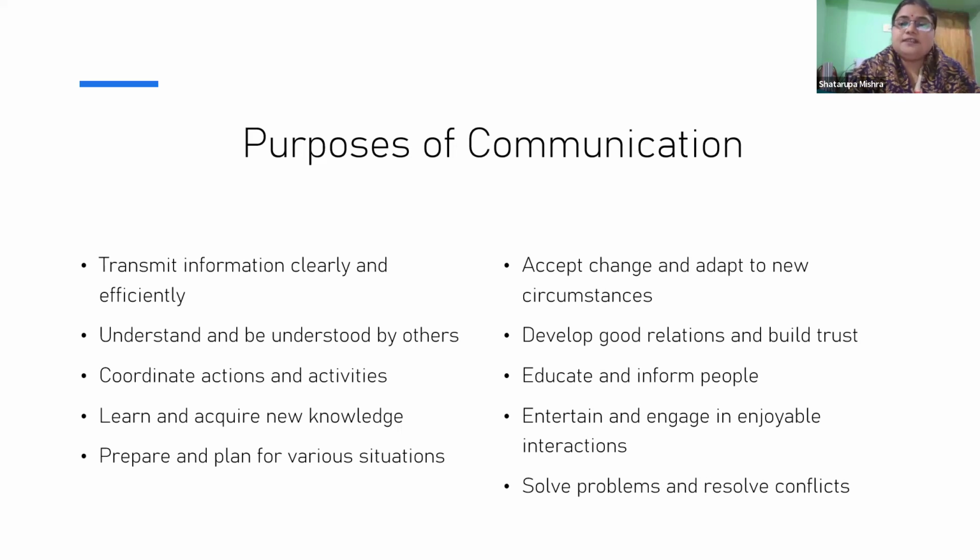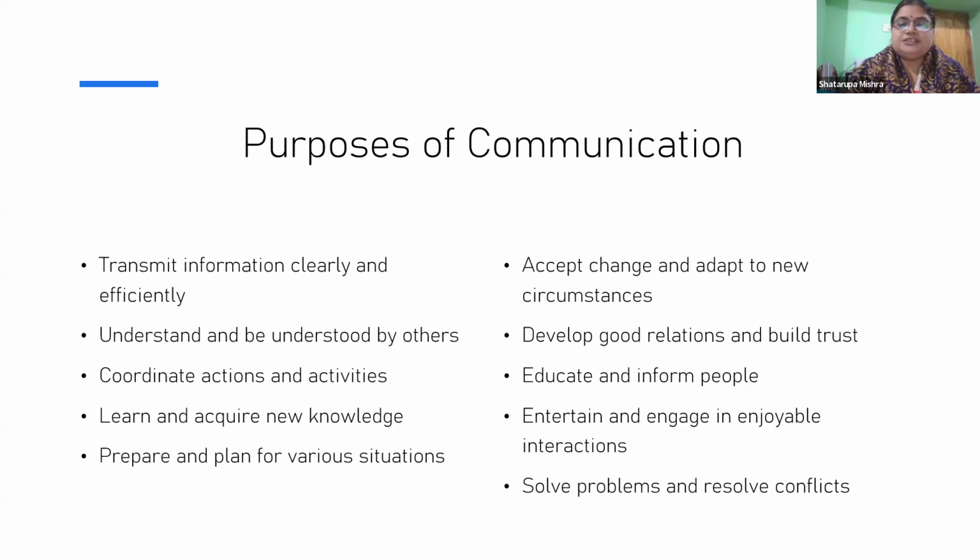And what is the purpose of that kind of communication? You want to learn and you want to acquire new knowledge. You want to understand things properly. Then you want to have a plan for your future. Then you talk to your parents, you talk to your teachers, you talk to those people whom you consider your mentors. Okay, and then you will have a good plan in front of you. All right, so it is important to prepare and plan for various situations, and communication helps you there. Then you accept change and adapt to new circumstances. That you have to do while you live your life. And communication has a role to play in that.